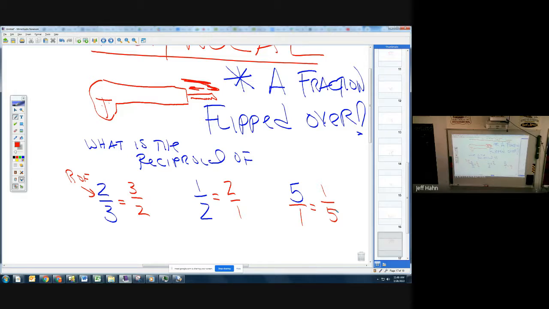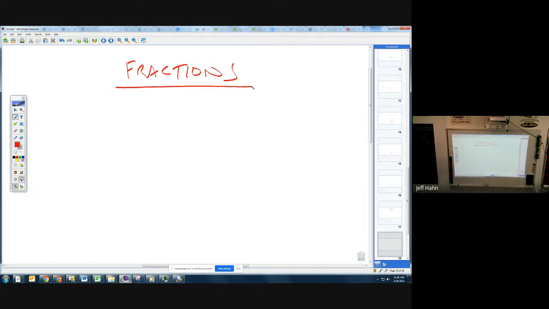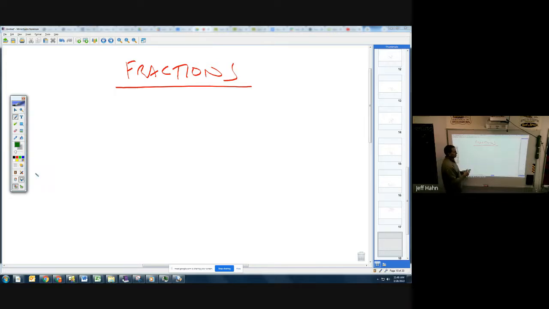No. That's it. Now, why do we need to know that? Because if you go to your notes under fractions, and do pull up your notes under fractions. Today, you will become ever so much smarter than you were, even 30 seconds ago. We did division of fractions. We did a little bit with division of fractions.